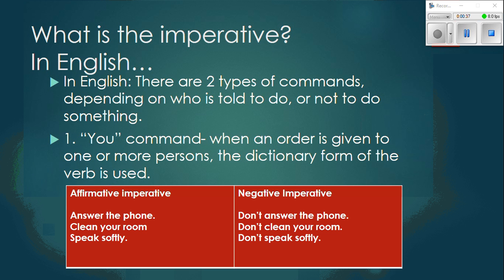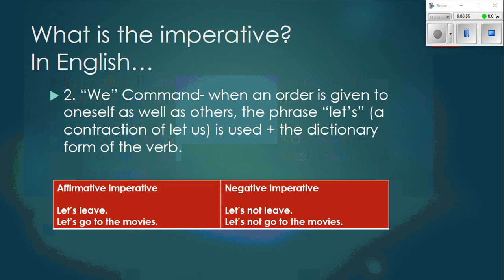A you command, when an order is given to one or more persons, the dictionary form of the verb is used. For example, answer the phone, clean your room, speak softly. Or the negative, don't answer your phone, don't clean your room, don't speak softly.